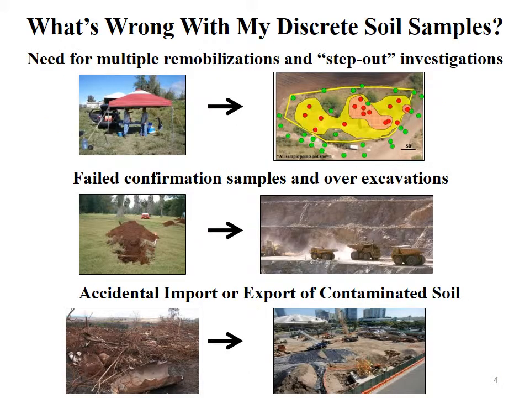So what's wrong with my discrete soil sample data? This is something that often comes up at redevelopment, large construction projects, or any environmental investigation. There's very often a need for multiple remobilizations and step-out investigations with no really clear endpoint. It's very common to have failed confirmation samples after you thought you identified the extent of contamination in an area, but find out otherwise, and you collect confirmation samples and your excavations seem to grow larger and larger over time, again without a clear endpoint. A big issue that we've been dealing with here in Hawaii, I'm sure it's common in other places, is the accidental import or export of contaminated soil to other properties or to your property that's being redeveloped.